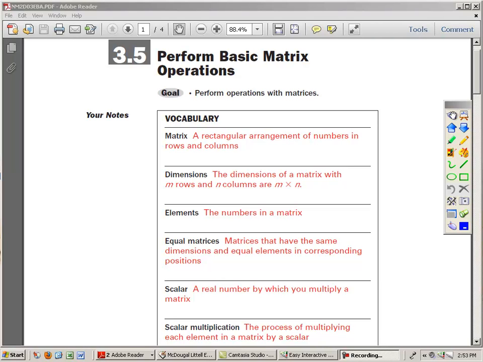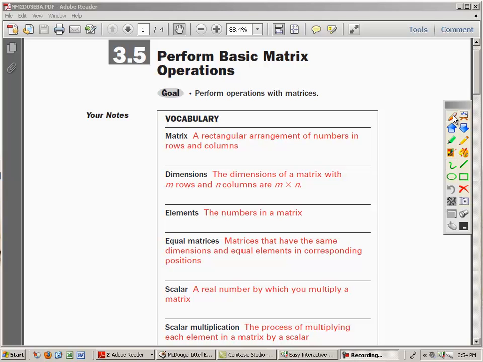For today, we're going to be working on lesson 3.5, which is on defining and performing some basic matrix operations. So this is lesson 3.5 from your text. Lesson 3.5, as I said, starts to define some of the basics of what a matrix is. We're going to be using this idea of a matrix. A matrix, or matrices if we're talking plural, matrix if we're talking about a single one.